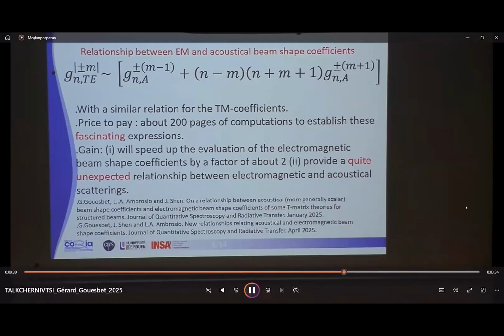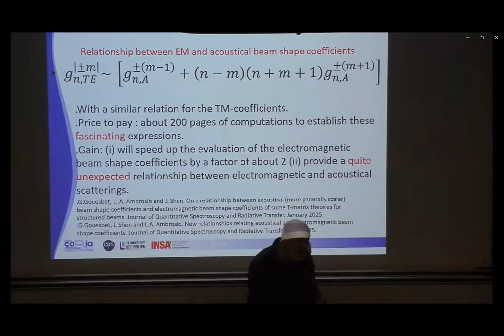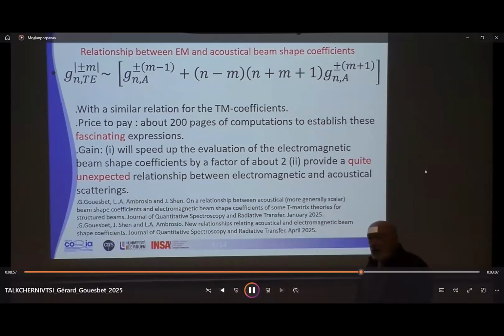This is important actually because you see, you have only one example of one case for the acoustical beam shape coefficient, and you have two kinds of electromagnetic beam shape coefficient. So these two kinds of electromagnetic beam shape coefficient can be expressed versus one simple case of acoustical beam shape coefficient. Basically, it means that you can have your calculation increasing the speed by a factor of 2. This can be very important.